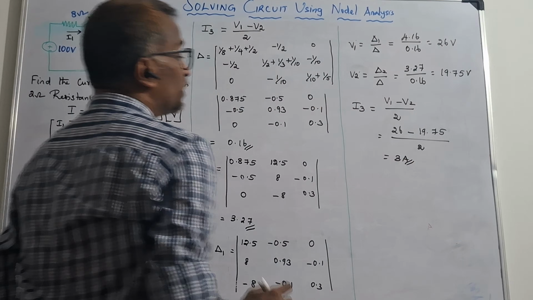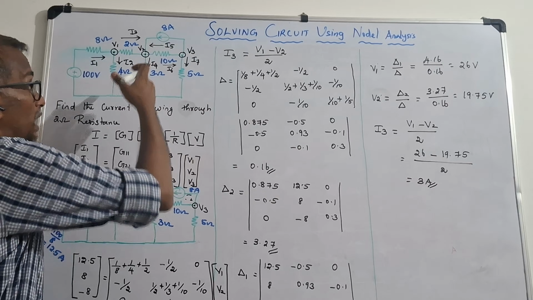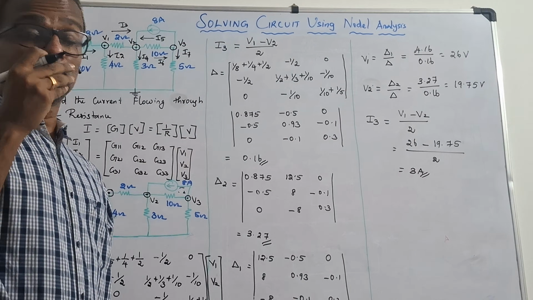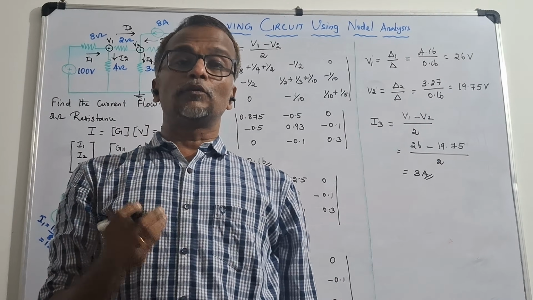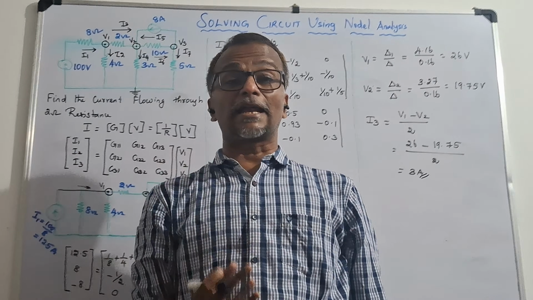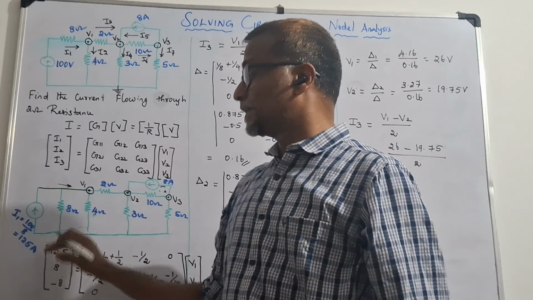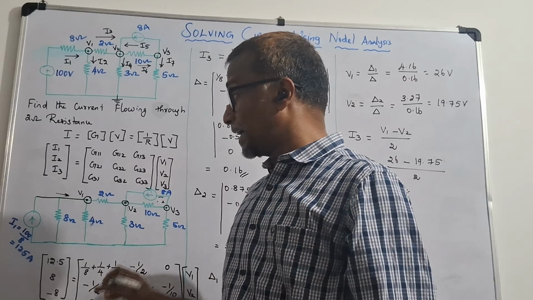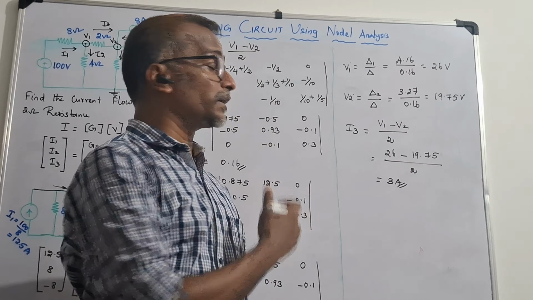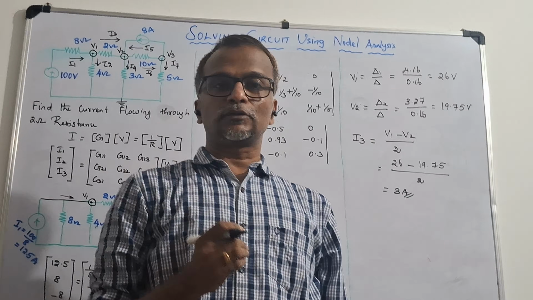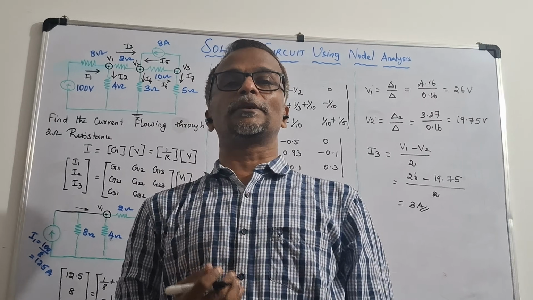So now from this we can understand how to convert this using source transformation, how to use the source transformation, and how to do this nodal analysis directly without writing all derivations. Directly you can use the current matrix is equal to the conductance matrix into the voltage matrix. From this we can directly calculate the current. I hope you understood how to do this source transformation and the nodal analysis.